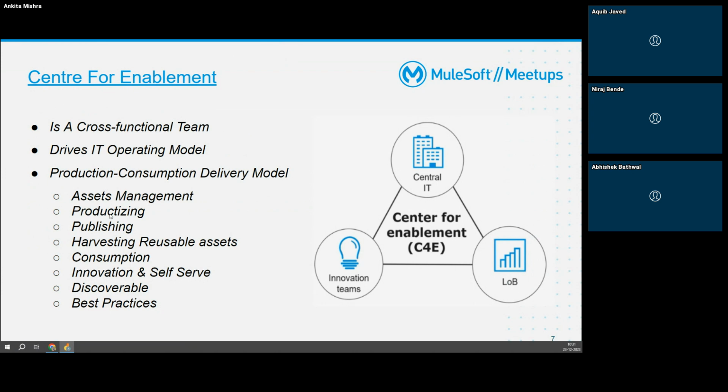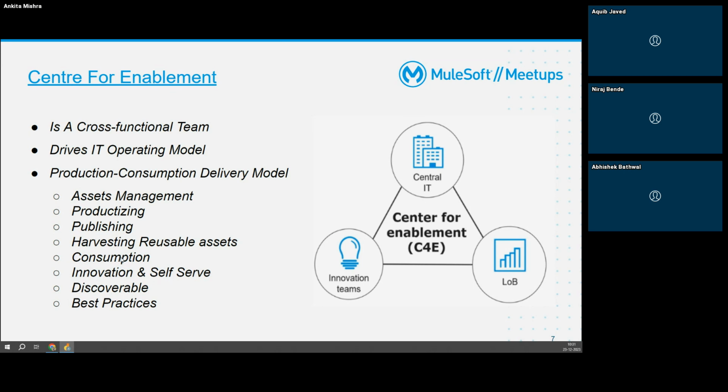productize it. It means that it actually encourages our IT team to develop assets which can be reusable, publish them so that they should be reusable. People should be aware of it. Harvesting reusable assets. This team should educate the other team members and the IT team members that listen, this particular asset is already there in our marketplace. And then consumption. Sometimes what happens, you already have the asset but we don't want to consume it. Okay, so that is also a part where C4E comes into the picture.